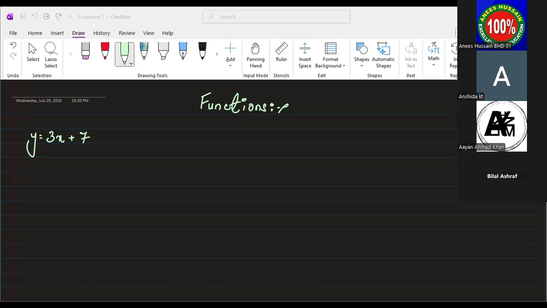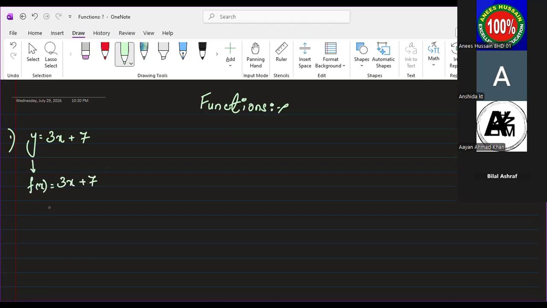So now let's start our class for today. The topic which we're going to discuss today is functions. Functions is basically any equation written in the form of x and y. Now this is a simple equation: y is equal to 3x plus 7. So can I simply say that y is a function of x? In this case, y is the subject of the equation and is dependent on the values of x. If I change the value of x, then the value of y would eventually change.